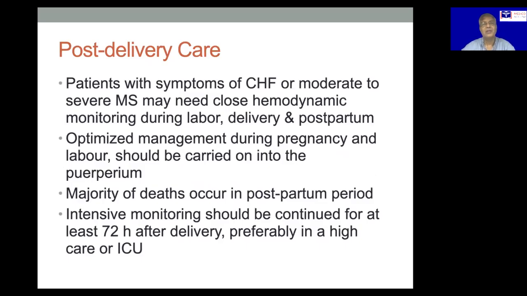Post-delivery care: the patients with symptoms of congestive heart failure or moderate to severe MS may need close hemodynamic monitoring during labor, delivery, and postpartum. Optimized management during pregnancy and labor should be carried on into the puerperium. The majority of deaths occur in the postpartum period, so that is why intensive monitoring should be continued for at least 72 hours after delivery, preferably in a high care unit or in an ICU.